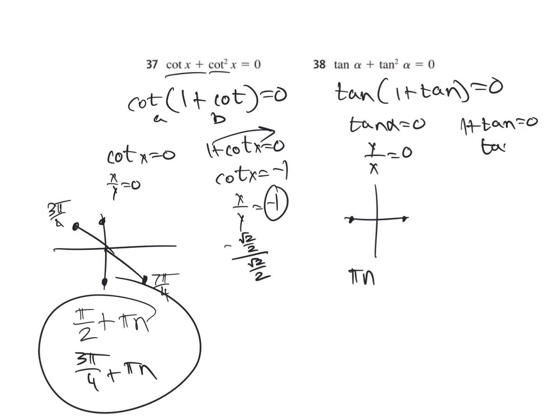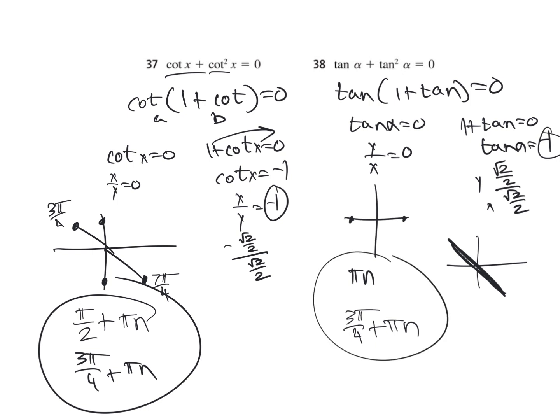So where's the tangent of alpha equal to negative 1? Again, square root of 2 over 2 and square root of 2 over 2. So that's your y and your x. It doesn't really matter, but it has to be negative. So negative meaning y over x in those positions. So that'd be 3 pi over 4 plus pi n.